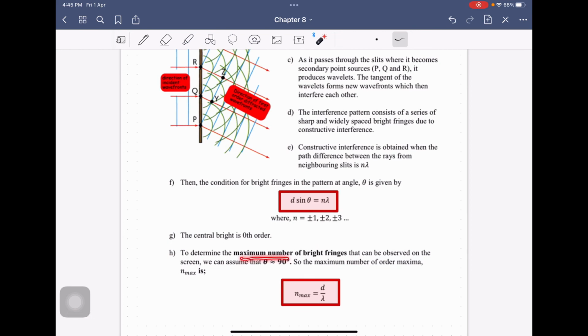Kalau soalan suruh kita calculate the maximum number of bright fringe yang terbentuk pada diffraction grating, kita boleh observe, okay, based on this equation, theta akan menjadi maximum sama dengan 90 darjah. So based on this equation, kita akan dapat n maximum adalah sama dengan D divided by lambda. Alright, so untuk mencari maximum number of order maximum, kita akan menggunakan equation ini.